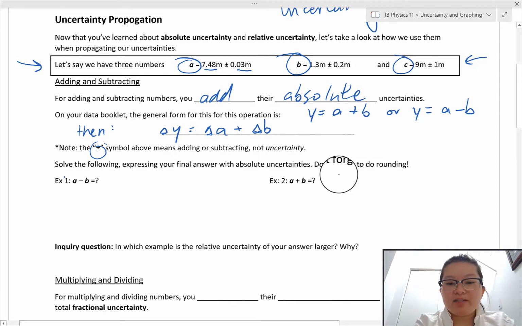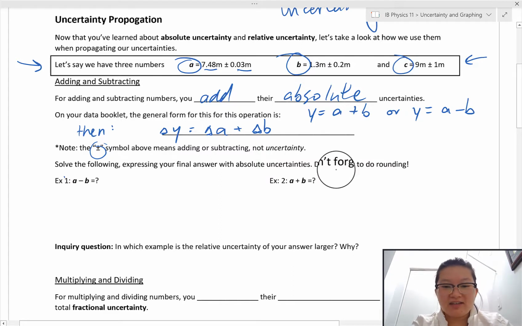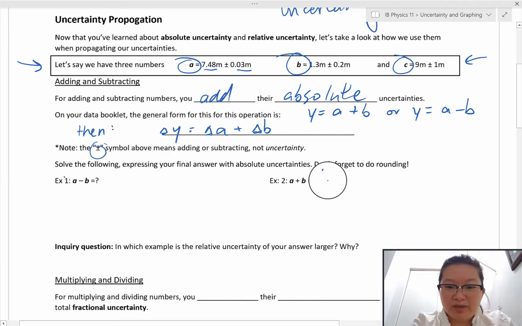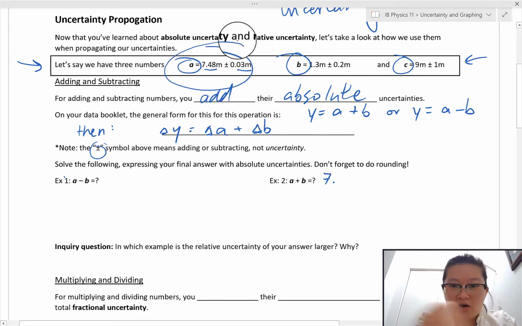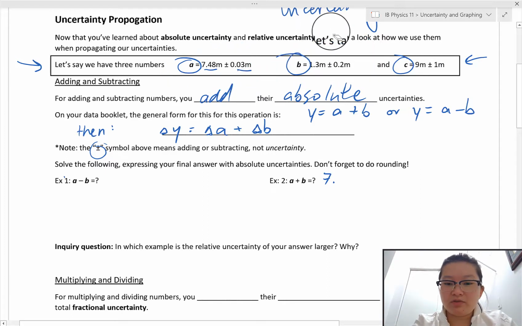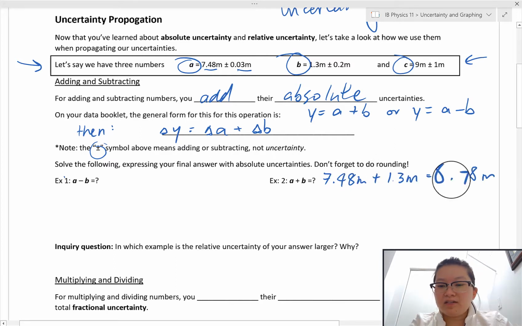So let's do A plus B. The first thing is you just add up the numbers, okay? That's if you don't know what to do with your uncertainties, let's say you're stuck. This is a no-brainer, A plus B. And I'm going to go back to this chart here that I created, 3 numbers for you to use. So I'm just going to do this math quickly. That's my result, 8.78 meters.